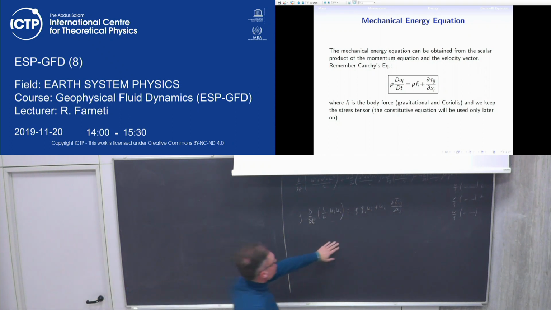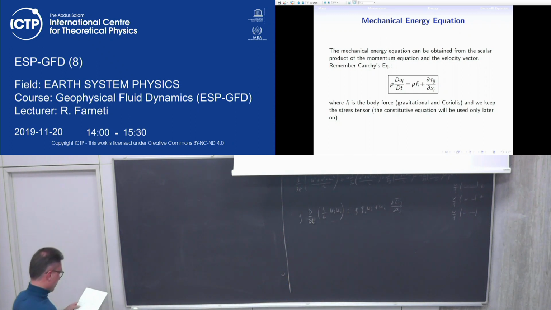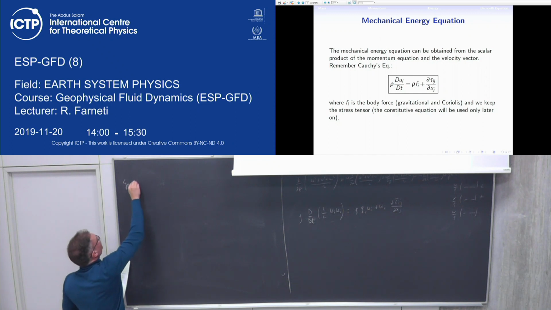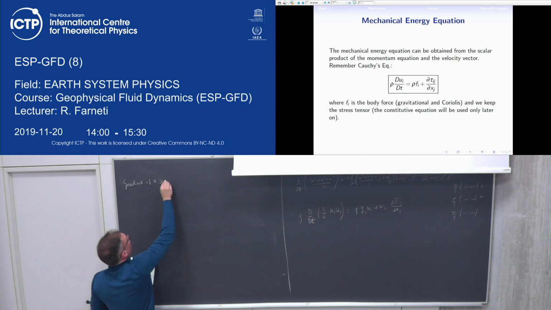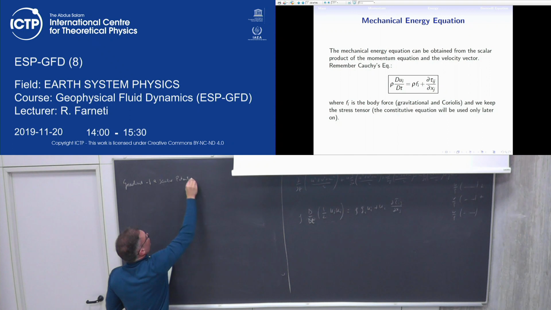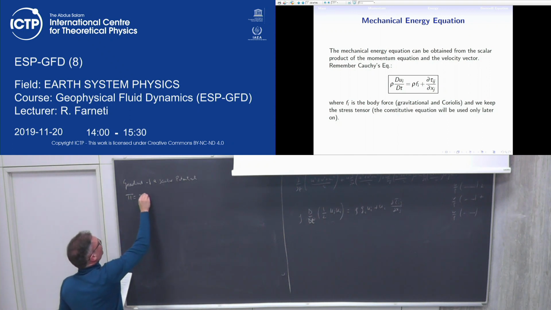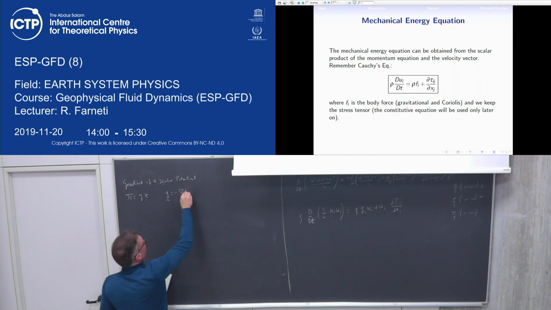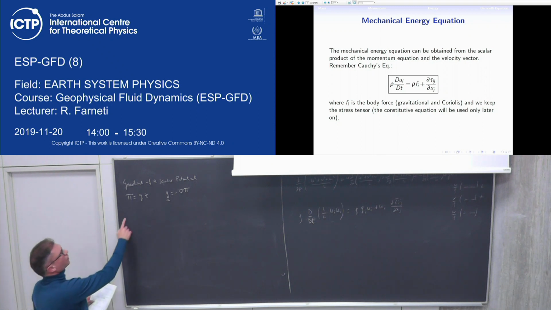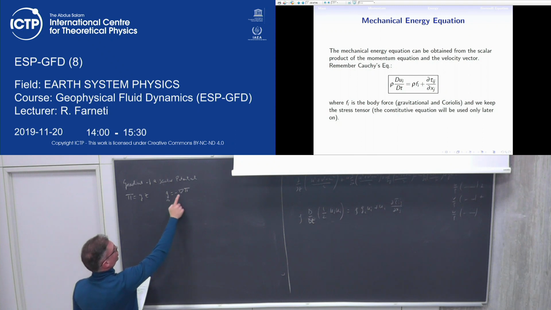Now, to express this as potential energy, we're going to write the body force as a gradient of a scalar potential. Okay, so this is going to be the potential, and I'm going to write it as phi equals g z, so that my g is going to be minus grad phi. Okay. So I write the body force as the gradient of a scalar potential, and I define the potential like this. So now I define the body force as the gradient of this scalar potential.